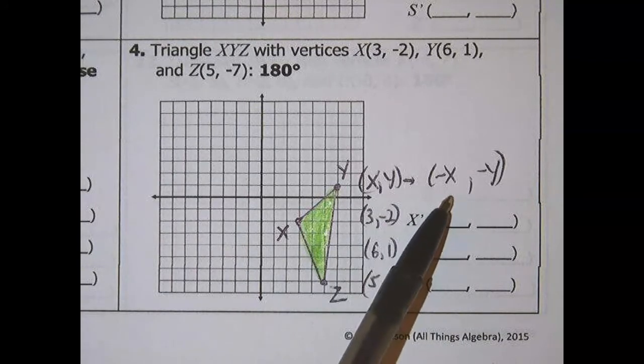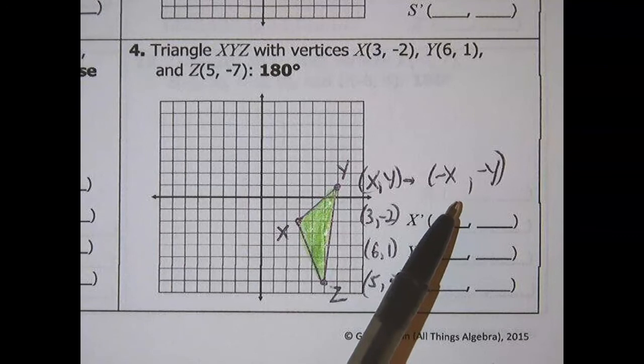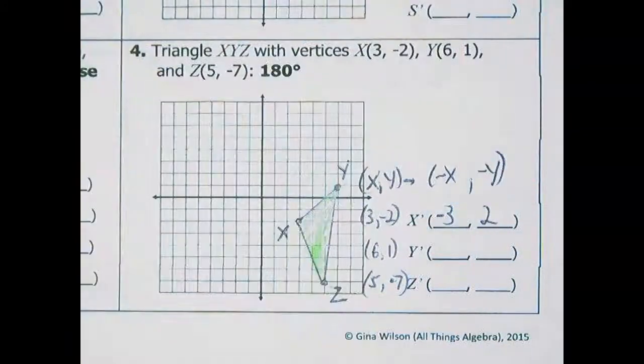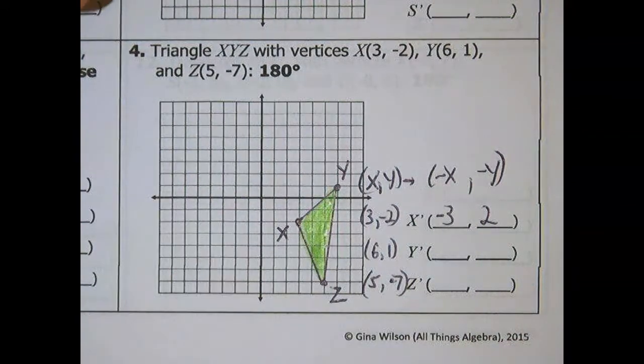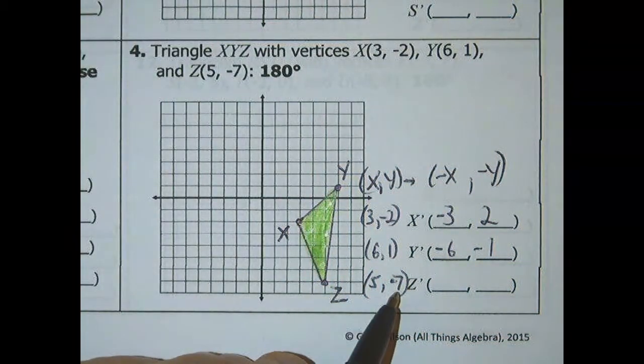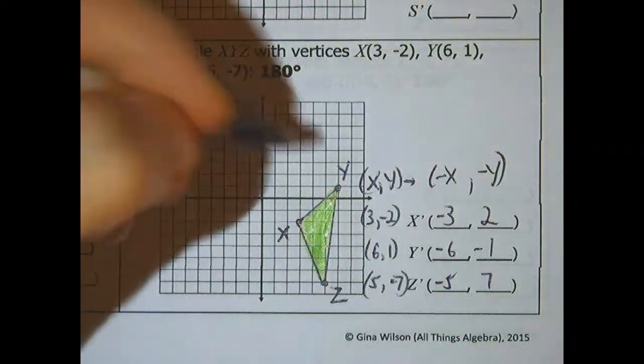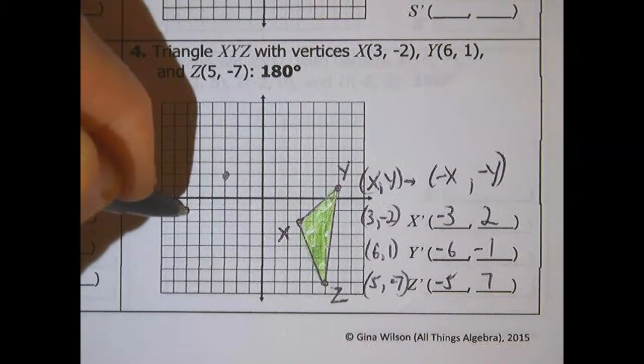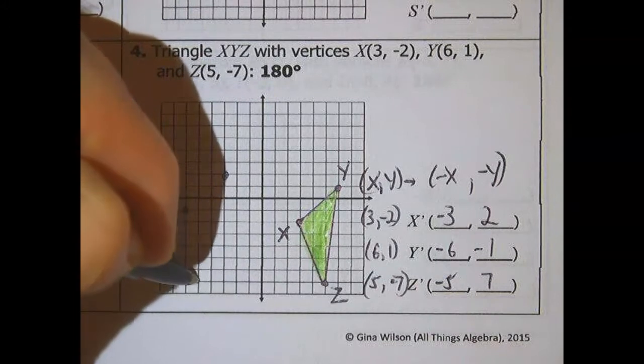Now let's find the image underneath this transformation rule, which we know will be a rotation of 180 degrees, both clockwise and counterclockwise. Doesn't matter this time. So we have 3, negative 2. So it's going to go to negative 3, positive 2. We're not moving anything. The x and y stay right where they belong here. And then a negative 6 and a negative 1. Negative 5. And then this will turn into a positive 7. So negative 5, 7. Let's plot those points. So negative 3, 2. Negative 6, negative 1. There. And negative 5, negative 7 right there.